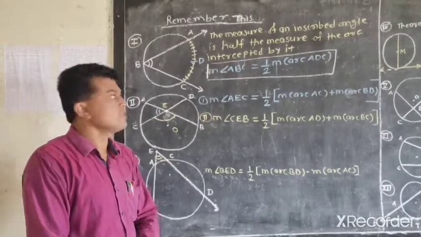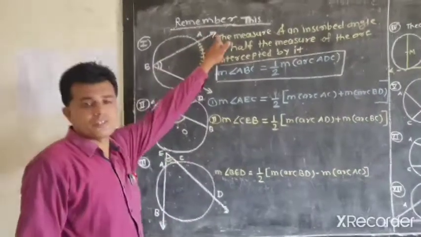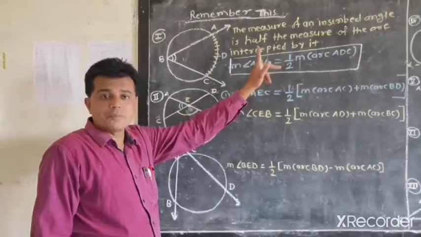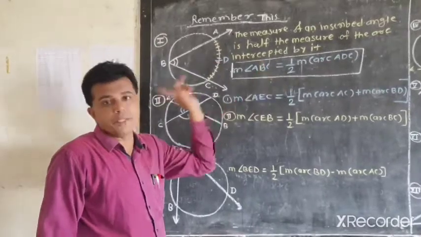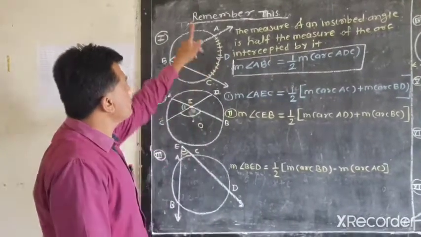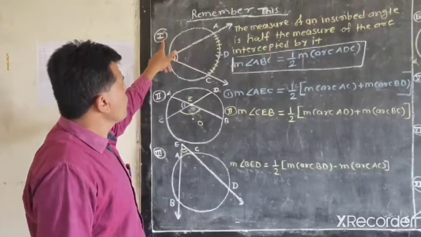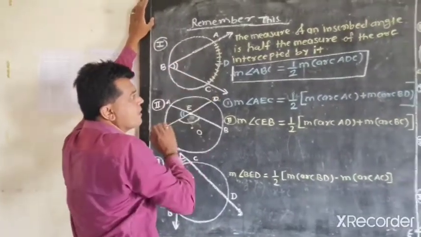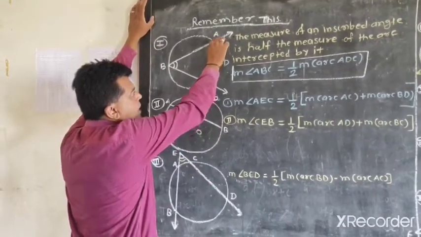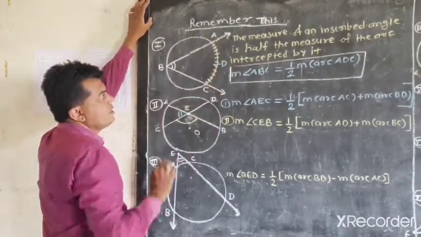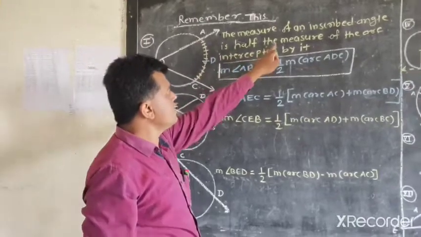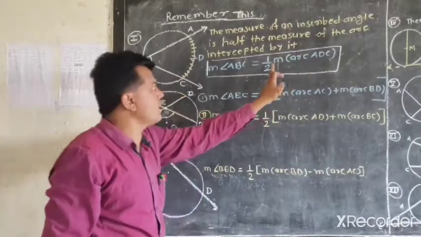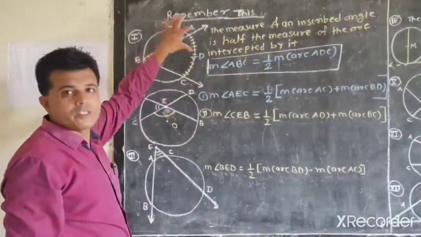Dear student, we have to remember this. These types of theorems and postulates were taught in previous classes. First, remember this. Number one, ABC is the inscribed angle intersected by arc ABC. The measure of an inscribed angle is half the measure of the arc intersected by it. That is an important theorem for solving the examples.